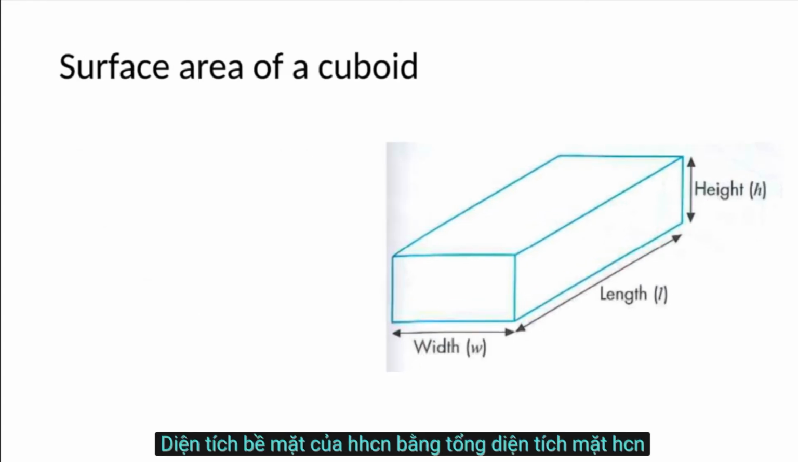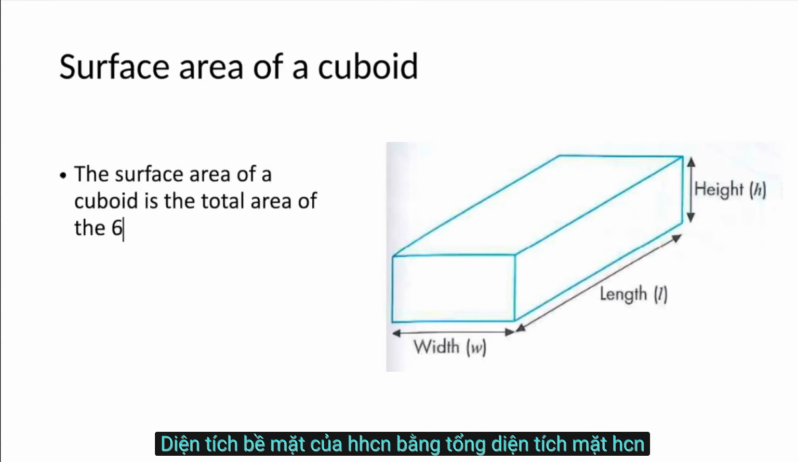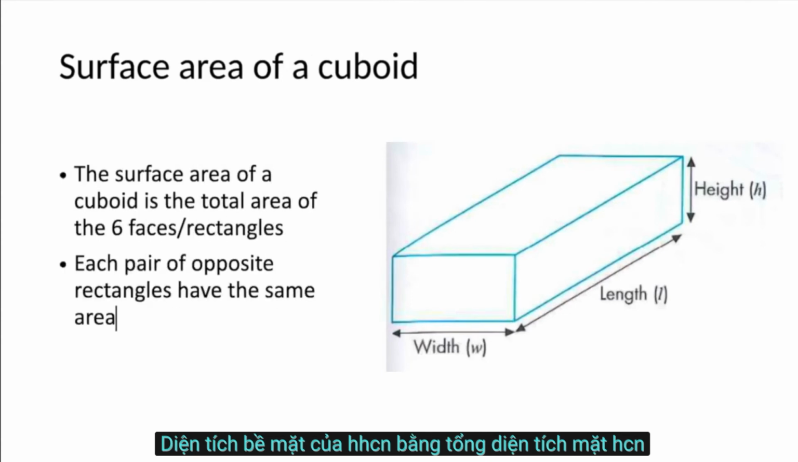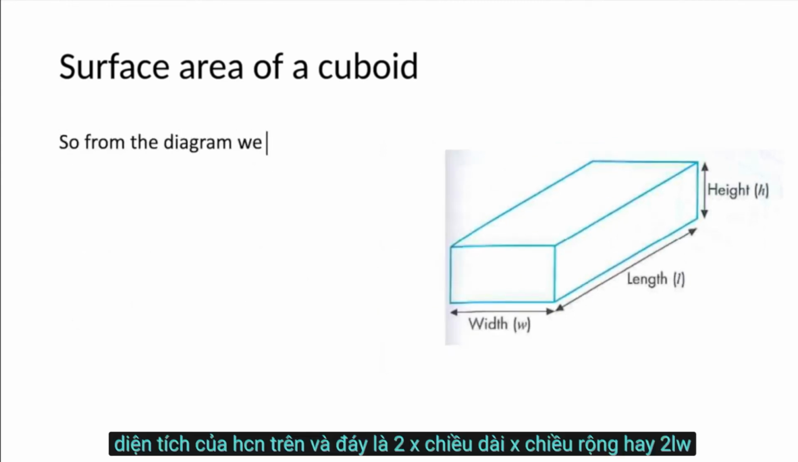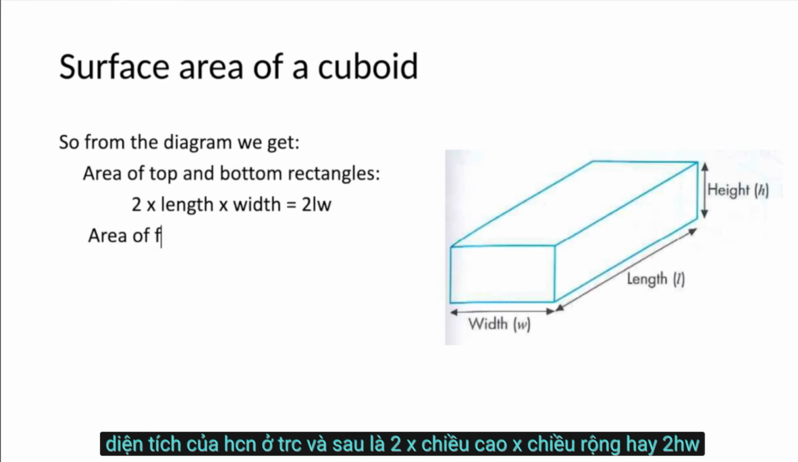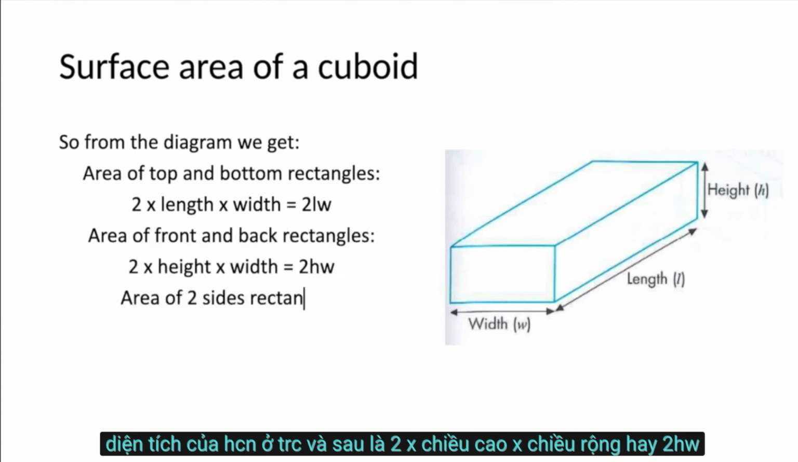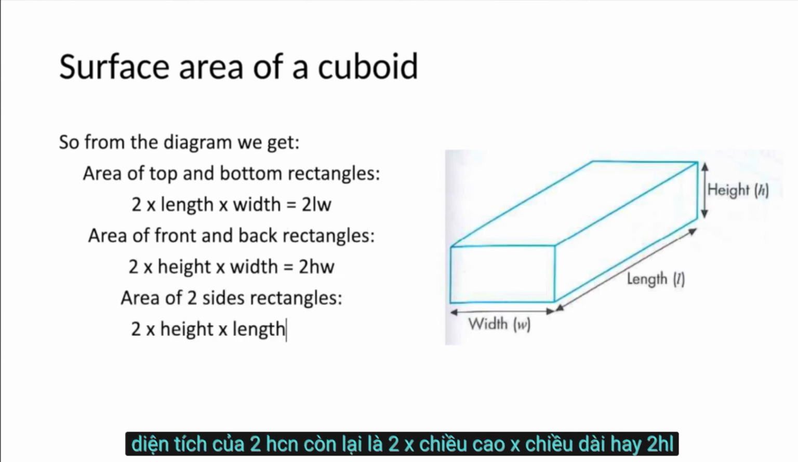The surface area of the cuboid is the total area of the 6 faces or 6 rectangles. Each pair of opposite rectangles have the same area. From the diagram, we get that the area of the top and the bottom rectangles is 2 times the length times the width, or 2LW. The area of the front and back rectangles is 2 times the height times the width, or 2HW. And the area of the 2 leftover rectangles is 2 times the height times the length, or 2HL.